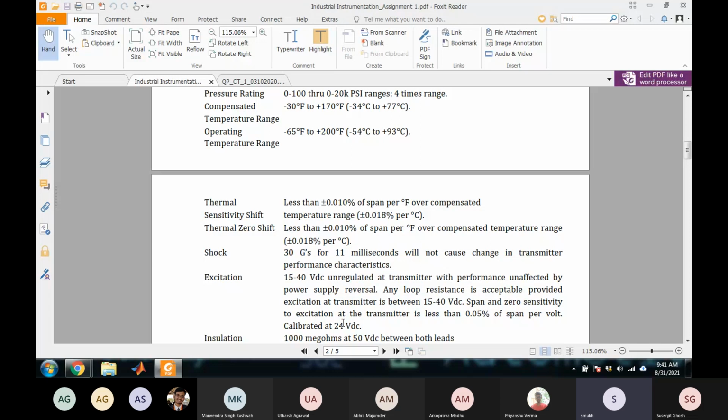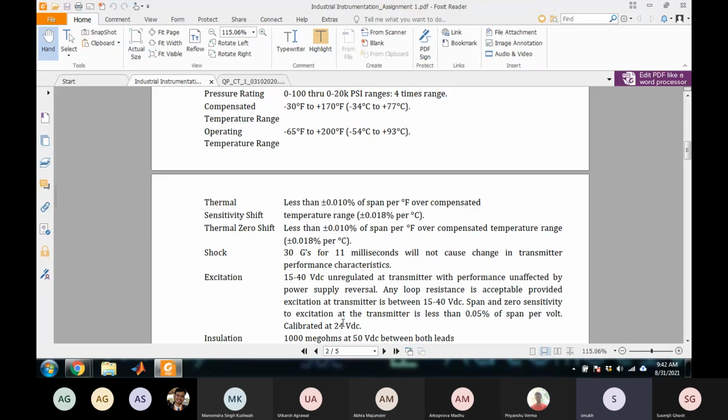So 0.05% is what? 0.5 is 0.8. 0.05 is 0.08. Oh, so it's 0.008. So 0.008 per volt. So 0.008 into 16, right? Into 16. Correct.